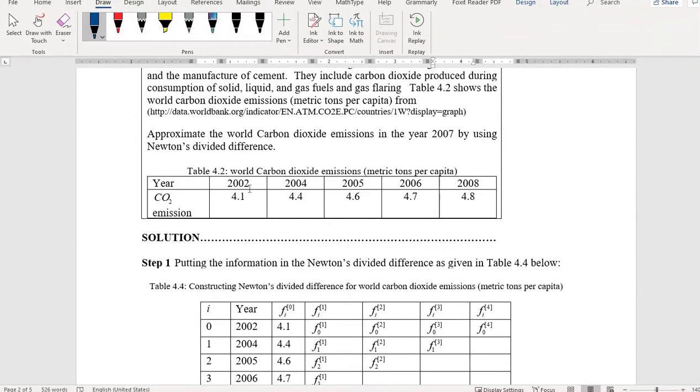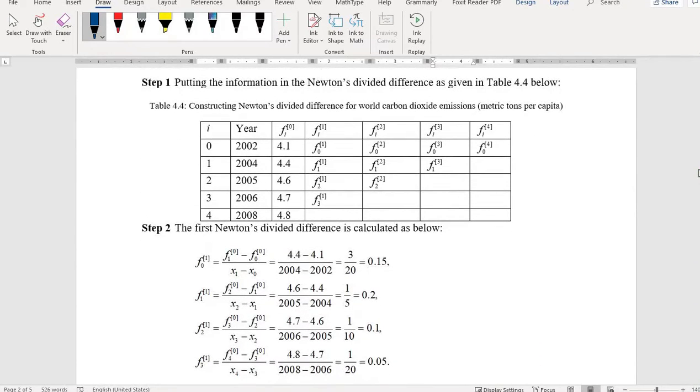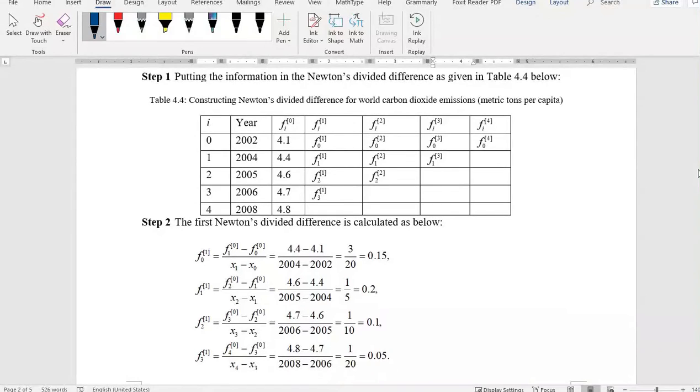Okay, we have the data for 2002, 4, 5, 6, 8. We would like to estimate at the year 2007. So in this case, we use a Newton divided difference. First of all, we have to construct the Newton divided difference table. So this is the zero level. Now we would like to calculate the first level.